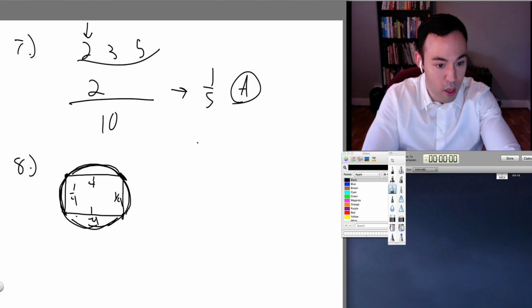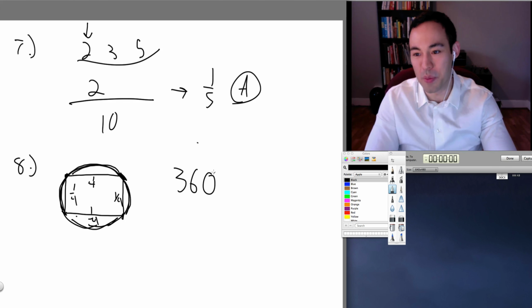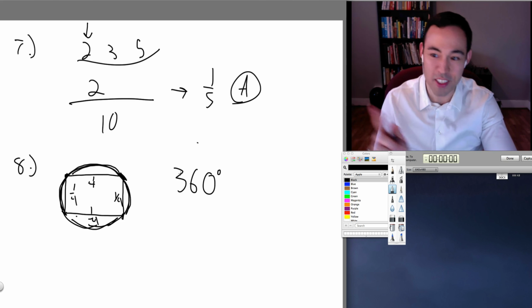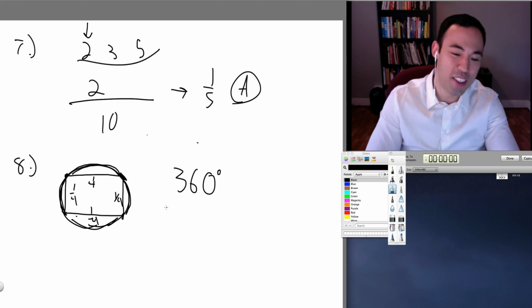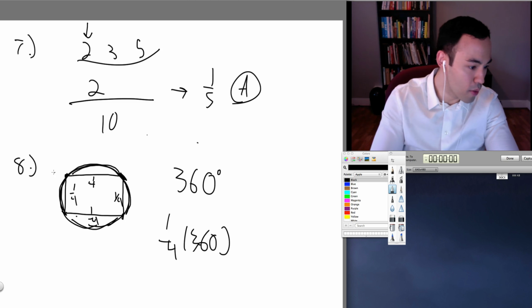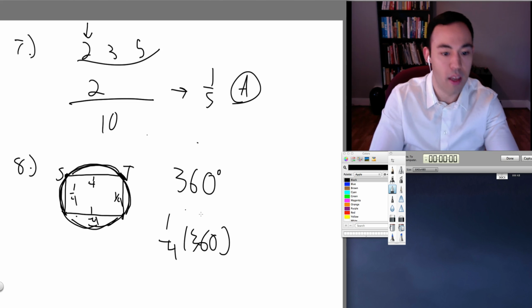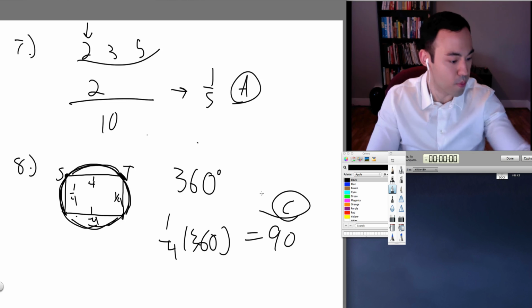Well, how many degree measures are in a circle? We do a 360-degree spin. That means we do a complete circle. For those of you who remember old school video games like Legend of Zelda, Link would do his 360-degree spin. That means a full circle. So 1/4 of 360 will give us, what does it ask for? ST. And that is 90 degrees. And so we got answer choice C.